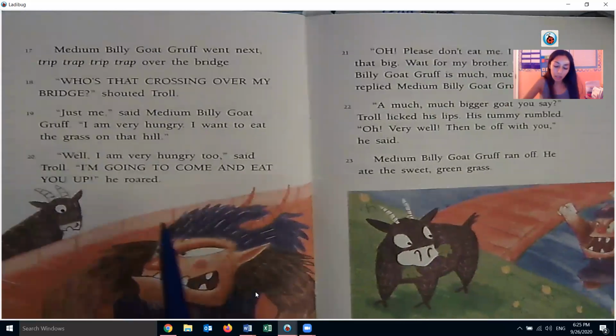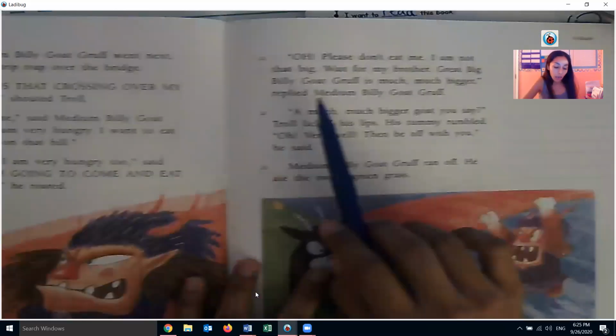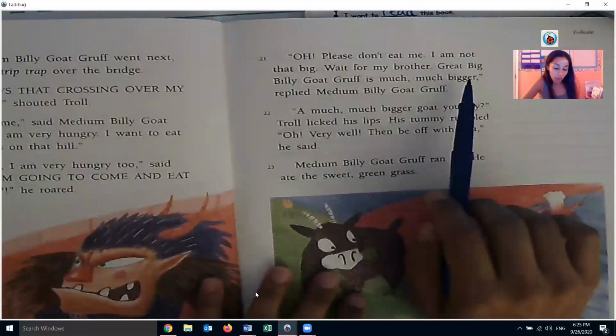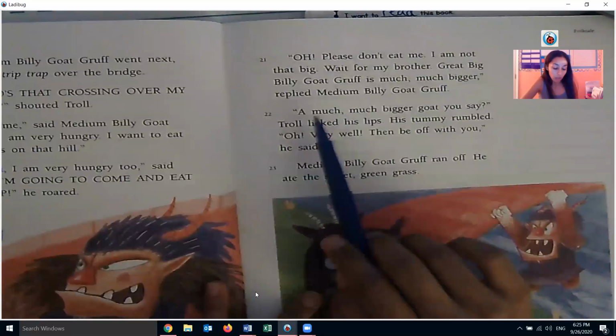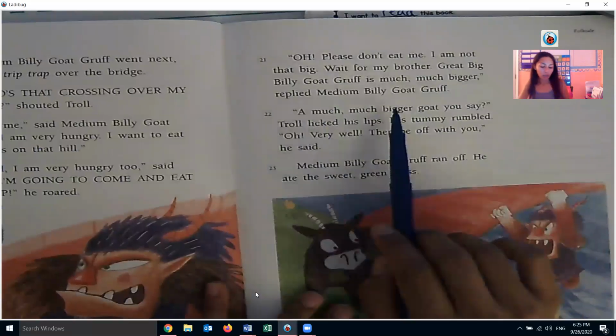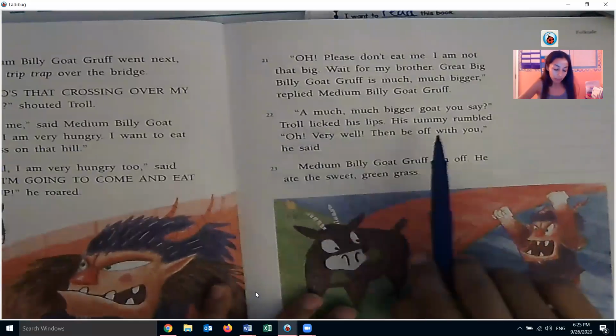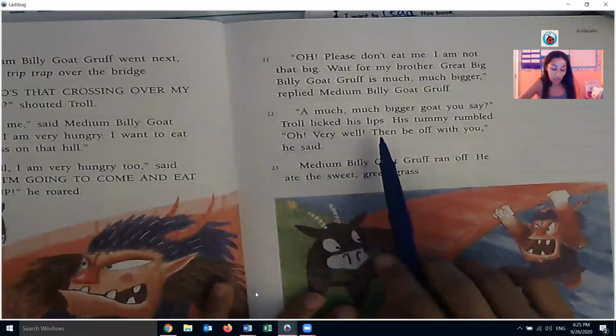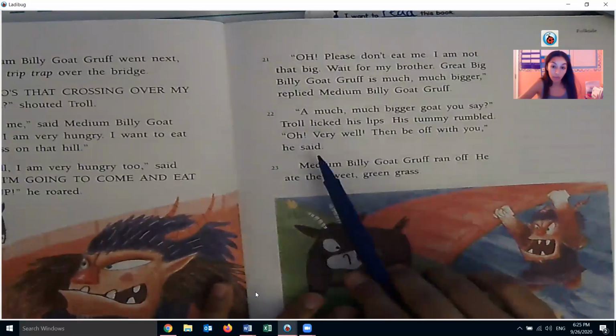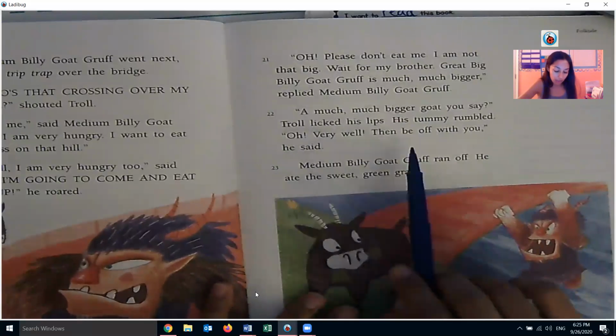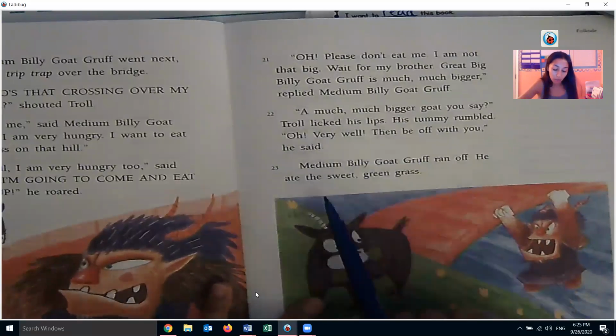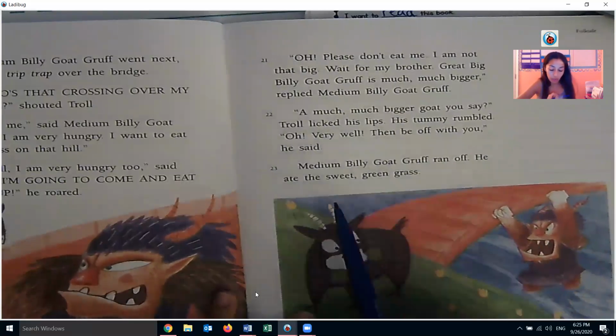Oh, please don't eat me. I am not that big. Wait for my brother. Great big Billy Goat Gruff is much, much bigger, replied Medium Billy Goat Gruff. A much, much bigger goat, you say? Troll licked his lips. His tummy rumbled. Oh, very well. Then be off with you, he said. Medium Billy Goat Gruff ran off. He ate the sweet green grass.